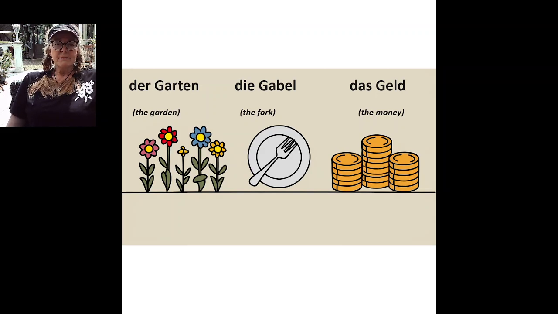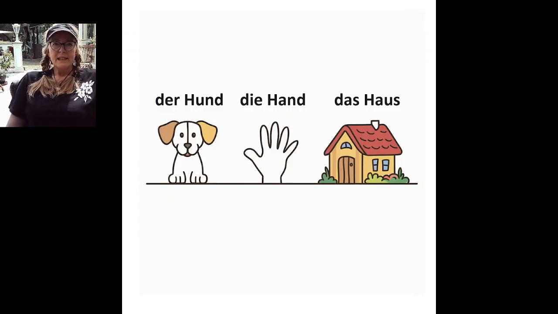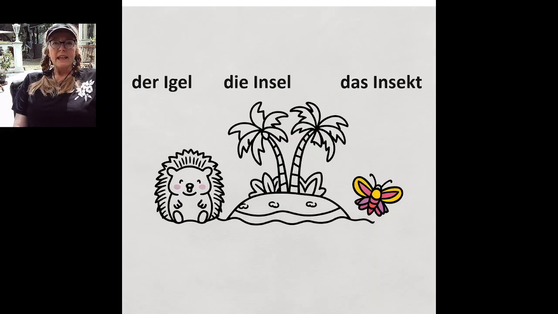Der Garten, die Gabel, das Geld. Der Hund, die Hand, das Haus. Der Igel, die Insel, das Insekt. Das Insekt, just meaning the insect. Never mind that the picture is showing a butterfly here. The insect as a general term for everything that crawls on tiny legs and flies.